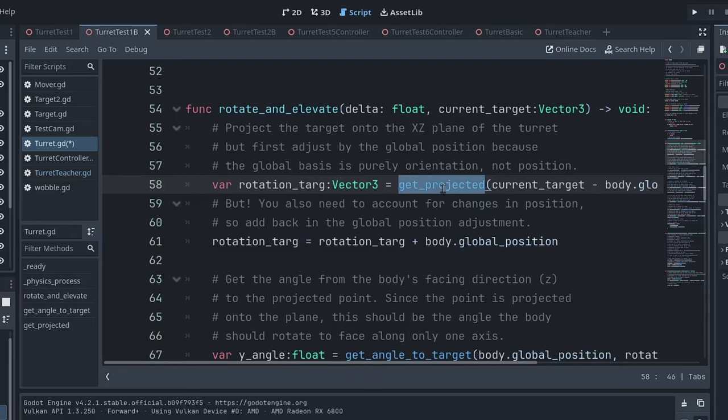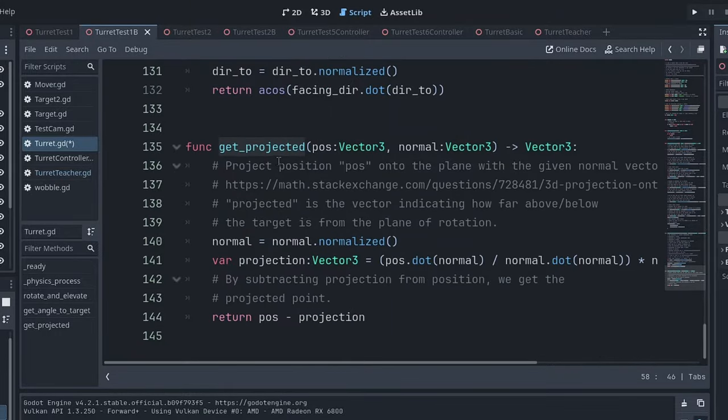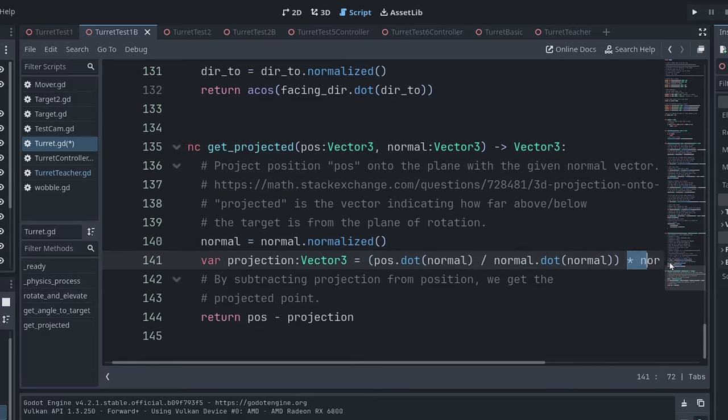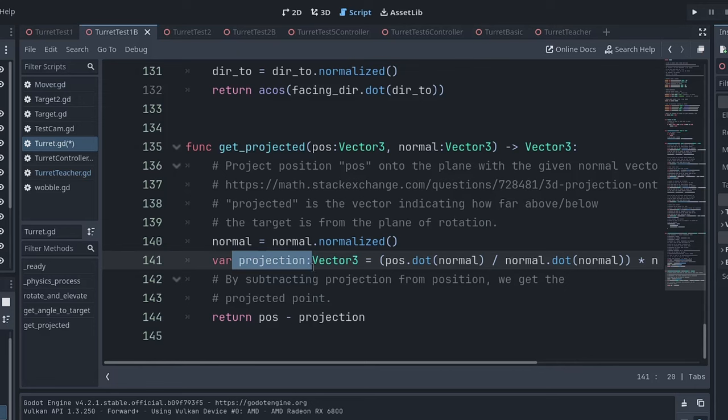Okay, so then we go down to getProjected. This is where I'm going to do the calculation from the Stack Exchange webpage that I showed you a moment ago, the projection onto the plane. We're going to normalize the normal vector. It is not necessarily normalized beforehand, despite the variable name. And then I'm going to get this projection variable, which is basically a vector going from the plane that we're projecting onto to the point above it that we're projecting down onto it. When we subtract that component off of our target's position, we get the projection down onto the plane.